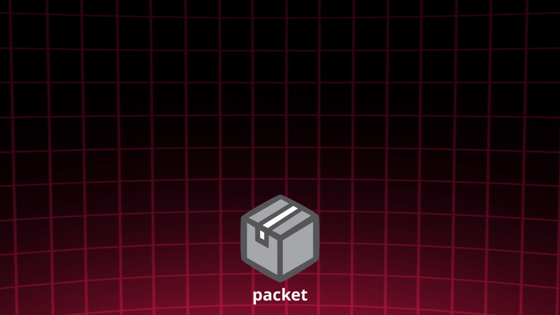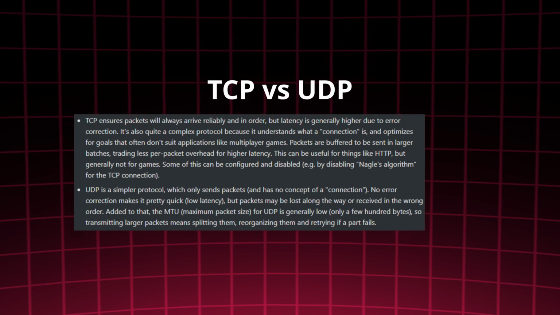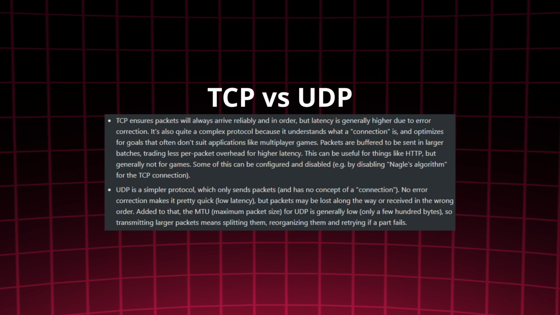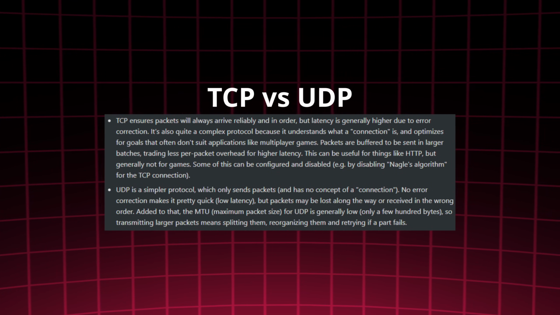My apologies in advance. To transfer information over a network, we send something that's called a packet. A packet can be seen as an array of bytes where a bunch of information is encoded into these bytes. When we take a look at the Godot documentation, you'll see a section about TCP and UDP. A packet is sent using one of these so-called protocols.